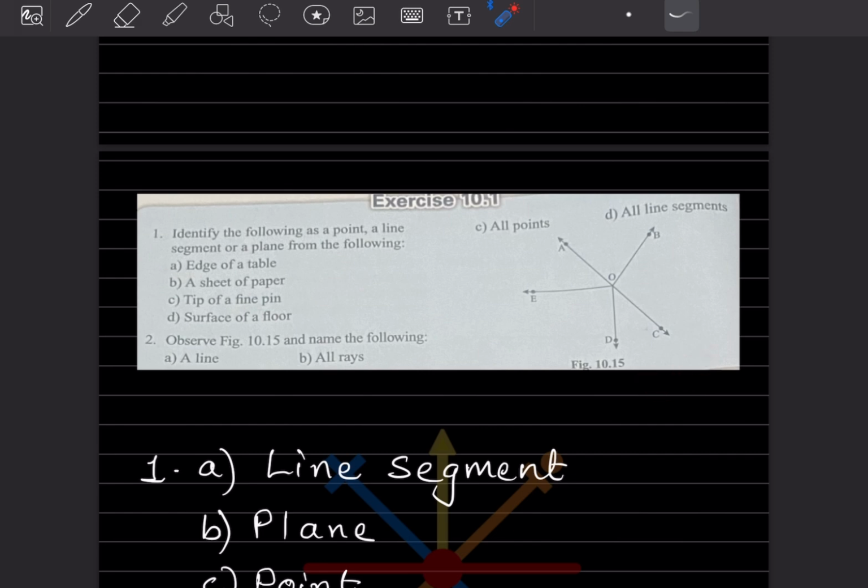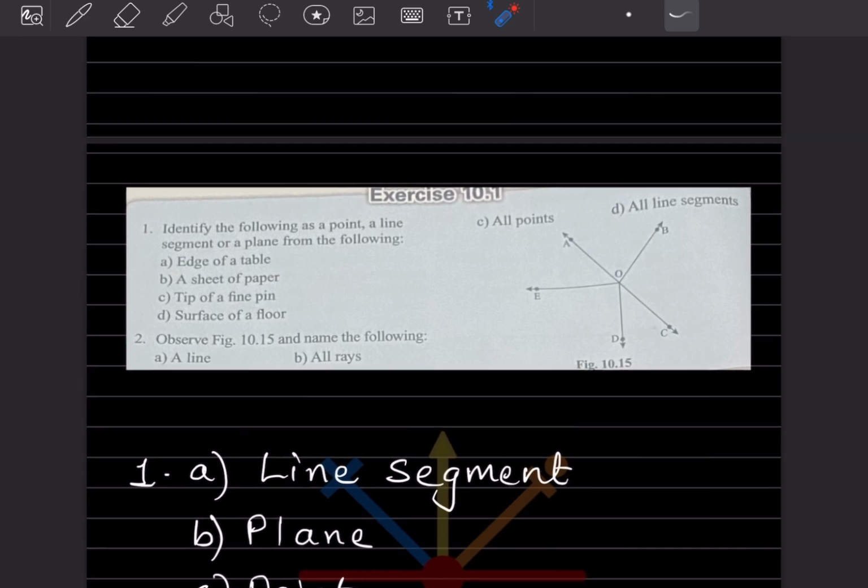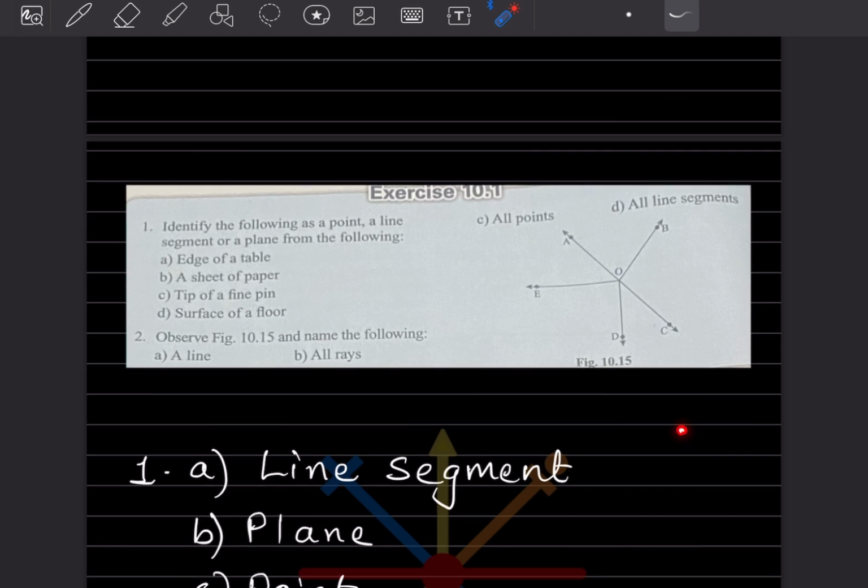So now here they have said identify the following, as this is the figure given, and you have to identify point, line, segment or a plane from the following. First let us start from a point. The point means just the point here for this one. For the edge of a table, the edge of a table is going to be a line segment.